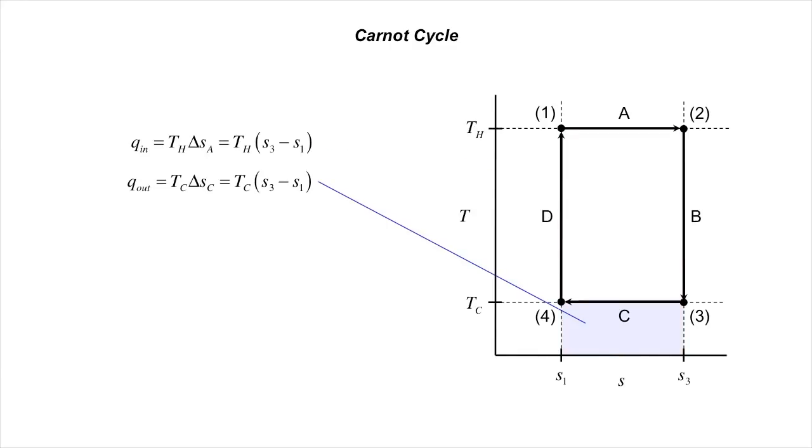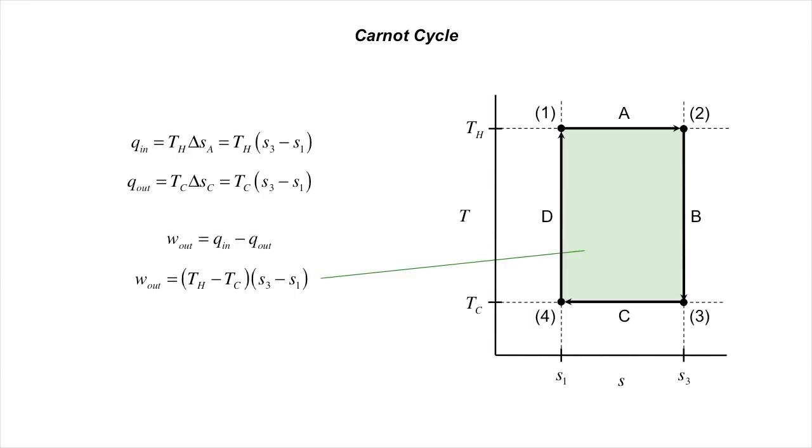The heat output in step C is likewise given by the area under the TC isotherm, shown here in blue. Thus the work output, which is the difference between Q in and Q out, is the difference between these two areas, which is the area inside the box, shown here in green. This graphical trick turns out to be generally valid. No matter how complicated the transformation path of the fluid is, as long as it forms a closed cycle that returns to its starting point, the work produced per cycle is given by the area surrounding the path on the TS diagram.